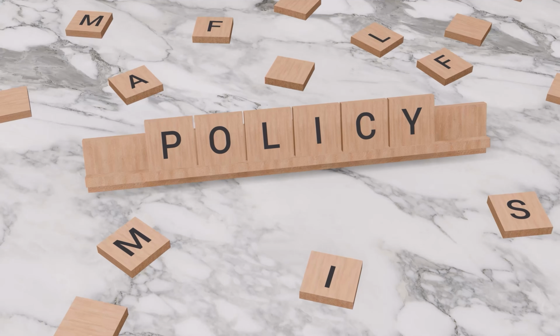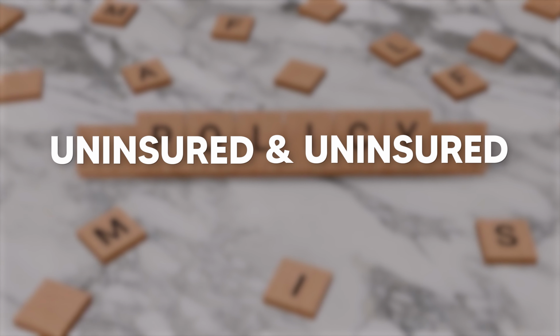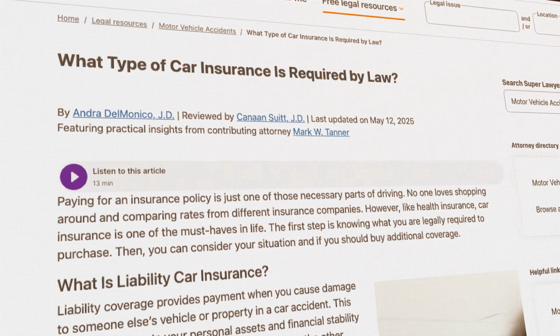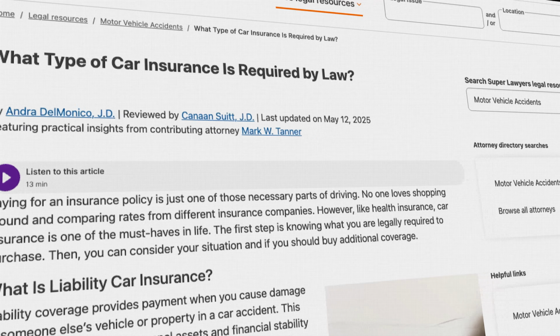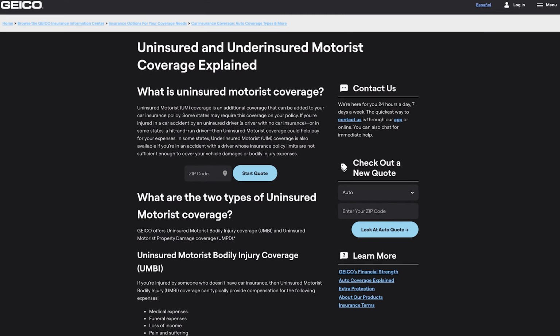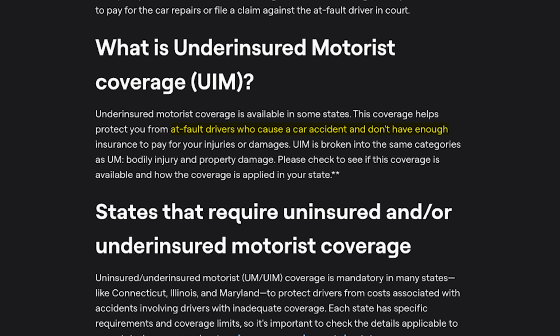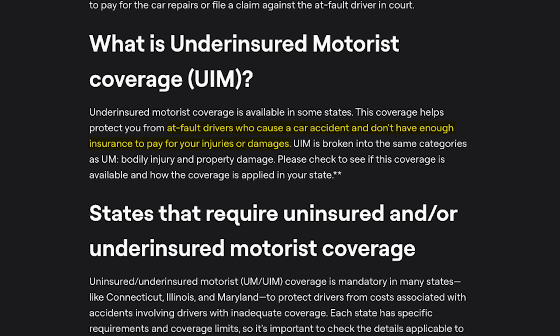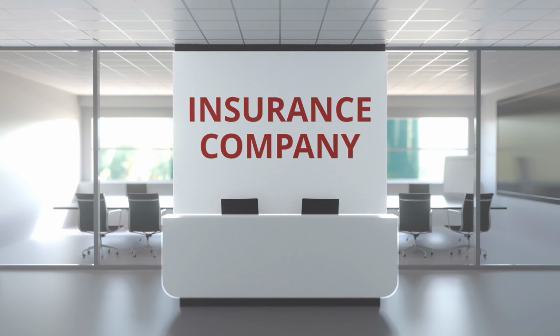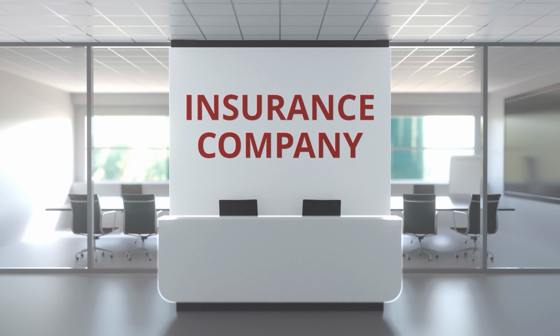Many policies also include uninsured and underinsured motorist coverage, which is basically there to protect you from other drivers who don't have any insurance or don't have enough insurance. Even though the law says that drivers must have insurance, some people drive without coverage or carry only very low limits. If one of those people hits your car and is at fault, their insurance might not exist, or it might not be enough to cover your medical bills or car repairs. This is where uninsured or underinsured motorist coverage comes in.